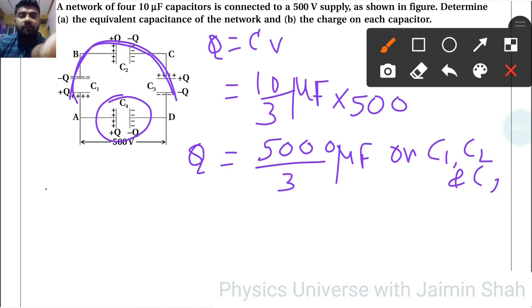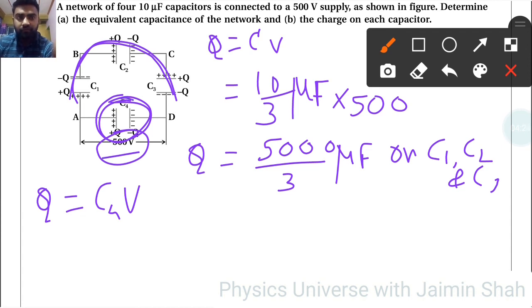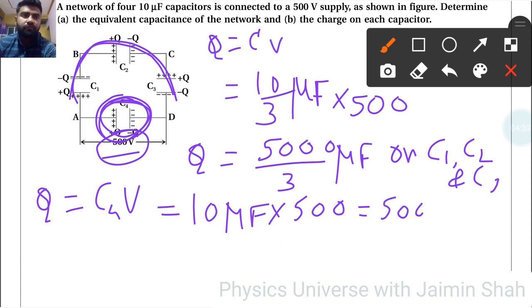Now we are going to find it for C4. So Q is equal to C4 into V directly, because it is connected in parallel with this voltage. So this 500 volt is directly given to C4, right? So C4 is 10 microfarad into V is 500. So that will be 5000 microcoulomb. Here the unit is not farad, because this is charge, so it is microcoulomb.